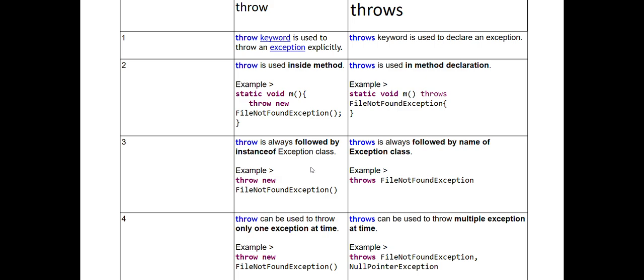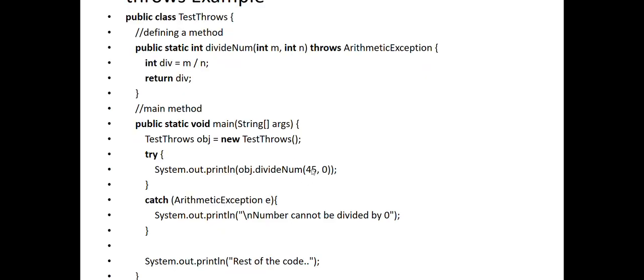Suppose rather than 0 I mention the value 5, then 45 divided by 5, the answer is not a 0, so it will give the answer of that divisible number, 9. But here, rather than 5, I am mentioning 0, so 45 is not divisible by 0. That's why it will print number cannot be divided by 0, and it will print again the next line of the code, that is rest of the code. So that is the concept behind throws.